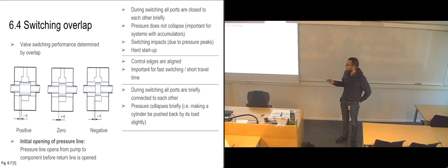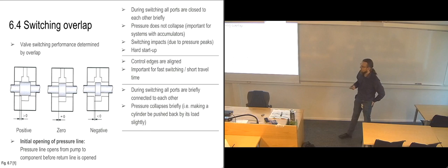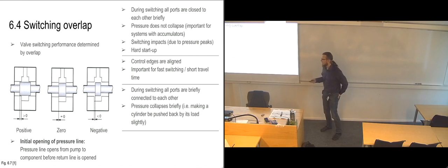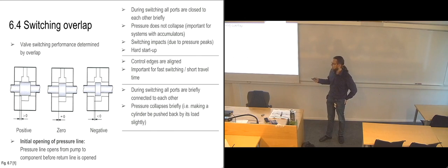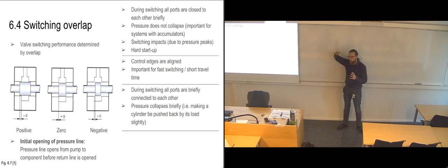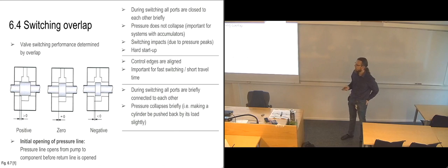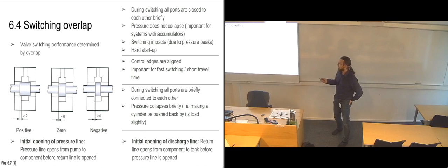So some of these with the negative overlap make it so that we get an initial opening of the pressure line, so that as we start moving it, we get pressure going from the pump and out to the components into the system, but we haven't opened the return line yet. So it's only when we continue moving it that the return line is also going to be opened. So it depends a bit on the geometry inside it.